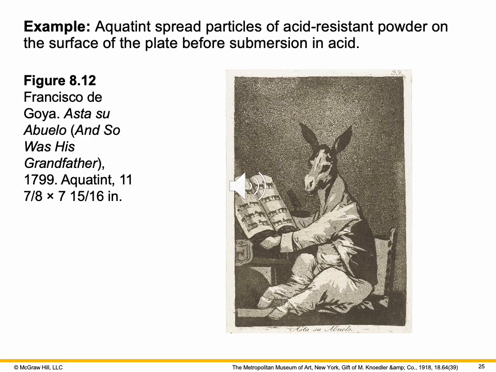Aquatint spreads particles of acid-resistant powder on the surface of the plate before submersion in acid. The Spanish artist Francisco de Goya used aquatint for his satirical print, and so he was his grandfather. Goya depicted an ass proudly displaying his family genealogy. It's clear that he comes from a long line of asses.